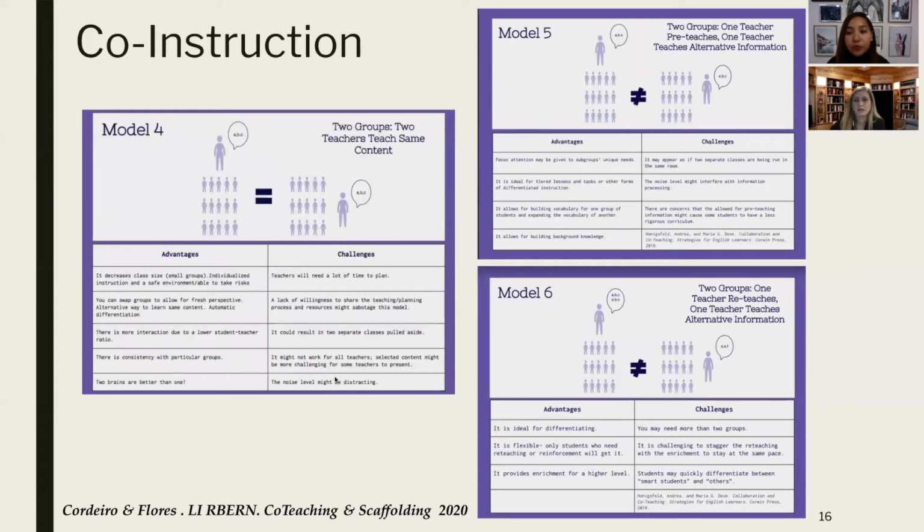On this screen, we see models 4, 5, and 6, which each involve 2 student groups with a co-teacher assigned to each group. In model 4, sometimes called parallel teaching, the same content is being taught in each group. In model 5, one group is pre-taught content or vocabulary to build background knowledge in preparation for an upcoming lesson, while the other group is learning alternative information. Similarly, in model 6, one group learns alternate information, while instruction for the other group is reinforced by reteaching previous instruction and material.